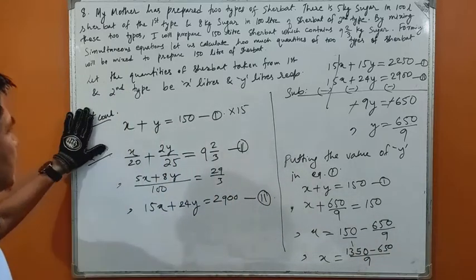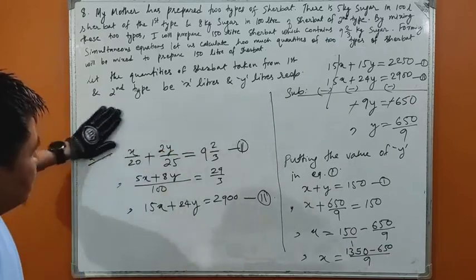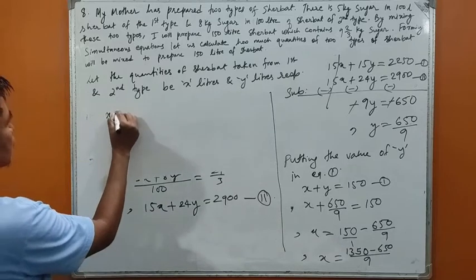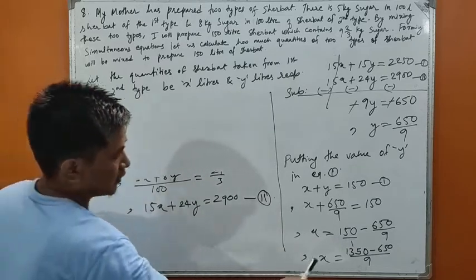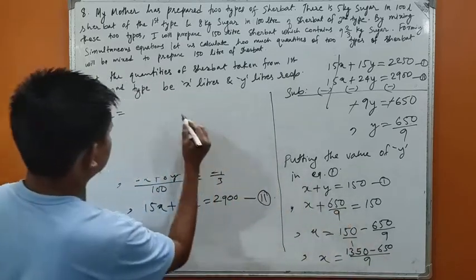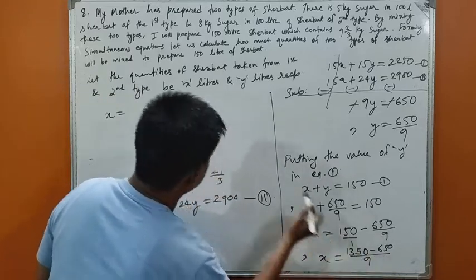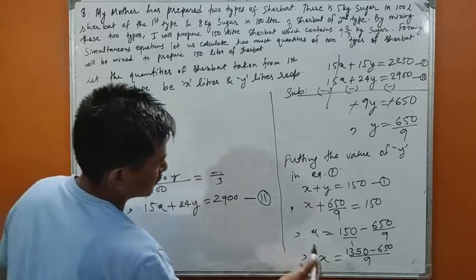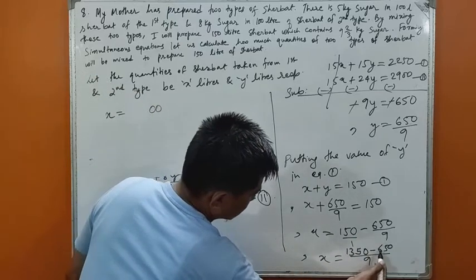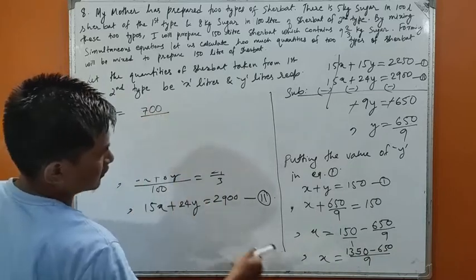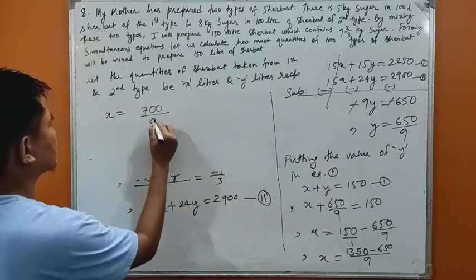Okay, let me erase this, okay? I think we don't need this now. So now x equals to 0 minus 0 is 0, isn't it? So 5 minus 5 is 0, isn't it? So 13 minus 6, isn't it? 13 minus 6 is 7. 700 upon 9. The value of x is 700 upon 9.